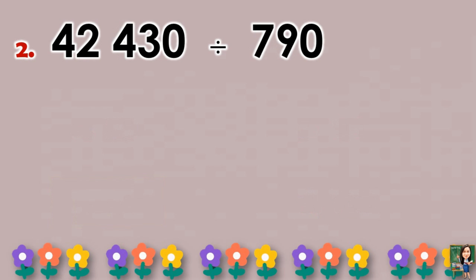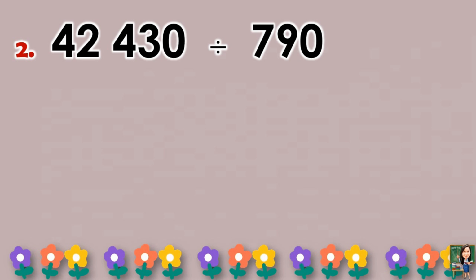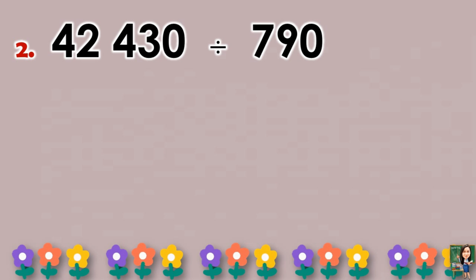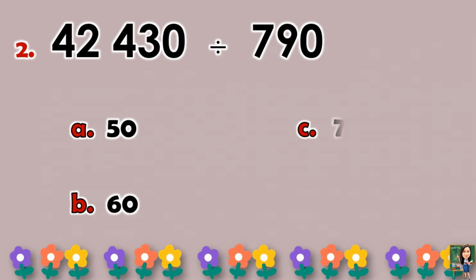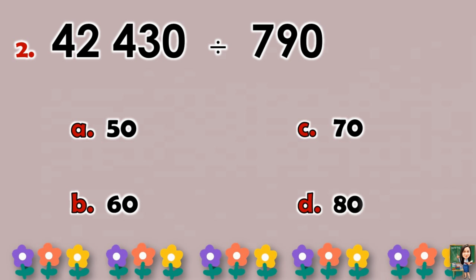Number 2. 42,430 divided by 790 equals A. 50. B. 60. C. 70. Or D. 80. What is the correct answer? Very good! The correct answer is letter A, 50.